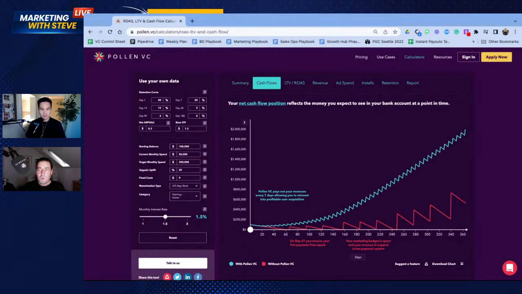So what we do here is we model a couple of different things. We've got this starting balance of $100,000 here. Based on these numbers, on day 0, the red column is either way you've got $100,000. Now let's focus on the red line first. We're going to take the $100,000 and spend it on a linear basis over 60 days.